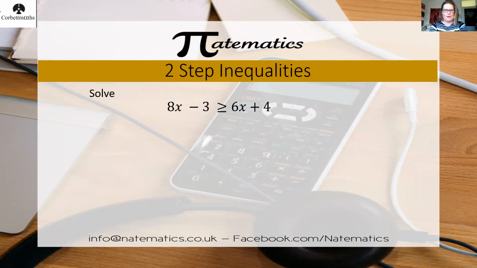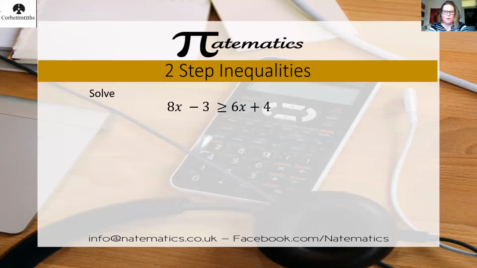So here we go. This is a two-step inequality. Why is it an inequality? Well, there's no equal sign there. It's either greater than or equal to. This is what we call an inequality. So it's greater than, less than, greater than or equal to, or less than or equal to. They are all inequalities. So what have we got? It says solve 8x minus 3 is greater than or equal to 6x plus 4.